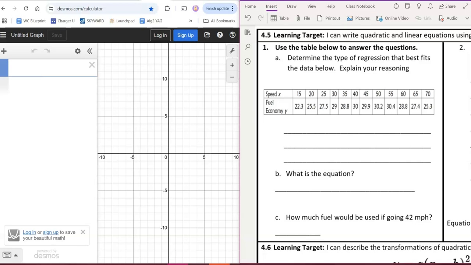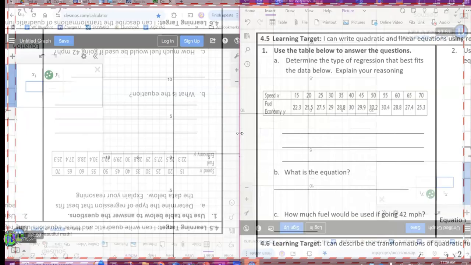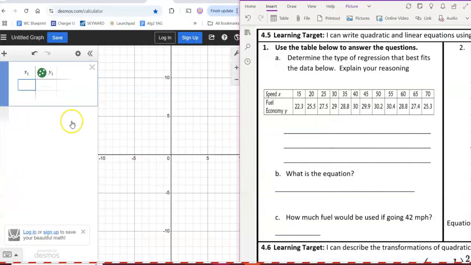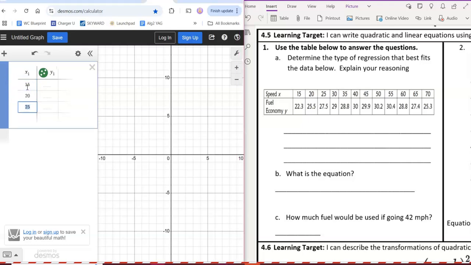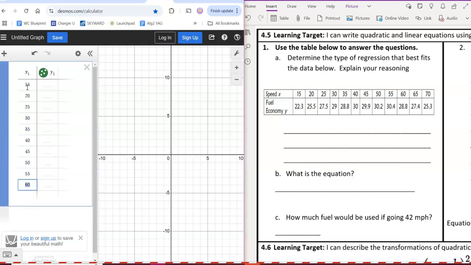Okay, so regression, we start with a table, and we're going to type in all of the values of the table. Now, typically that first row is the x values, and these are jumping by 5s up until 70. Perfect. And the y is 22, 3.